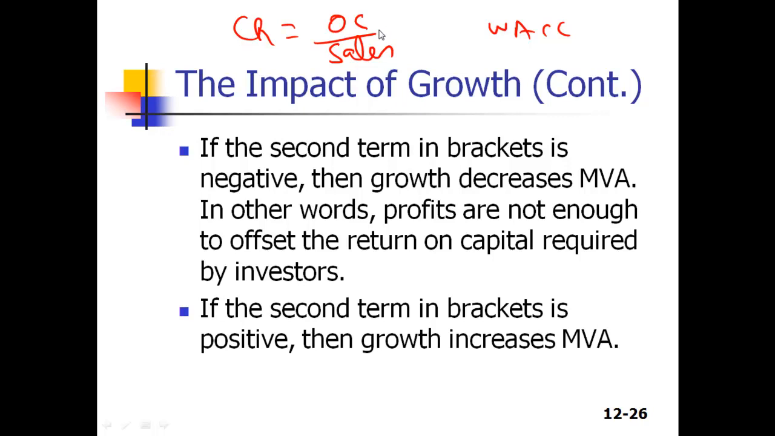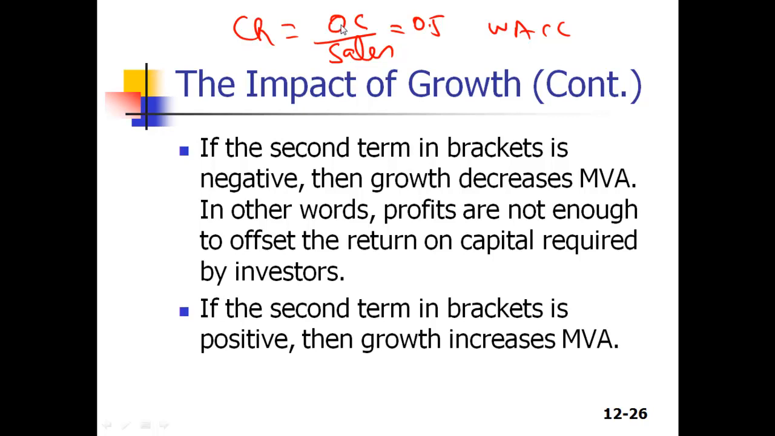Look, just take a step back. Just look at it in a simple way. So CR is equal to operating capital over sales. So this expression, if I say that this number is equal to, let's say, 0.5. What does 0.5 mean? It means that for $1 worth of sales, I need 0.5 operating capital.